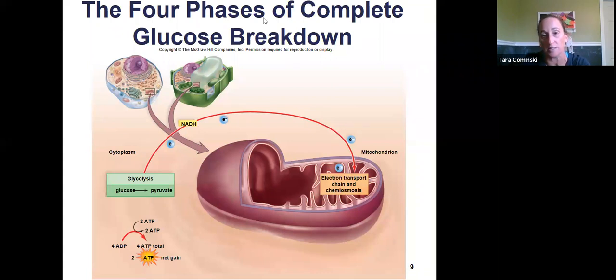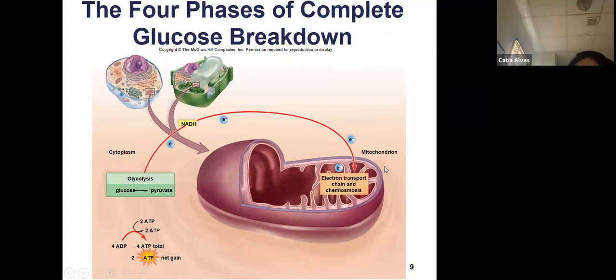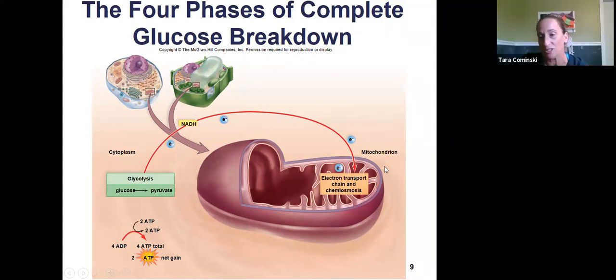It says here, 4 phases in basically complete glucose breakdown, okay? So why does the cell break down glucose? What's the purpose of doing that? Somebody tell me, why does the cell break down glucose? For energy. For energy, thank you. Okay, for energy, right? That's how the cell is going to generate ATP.